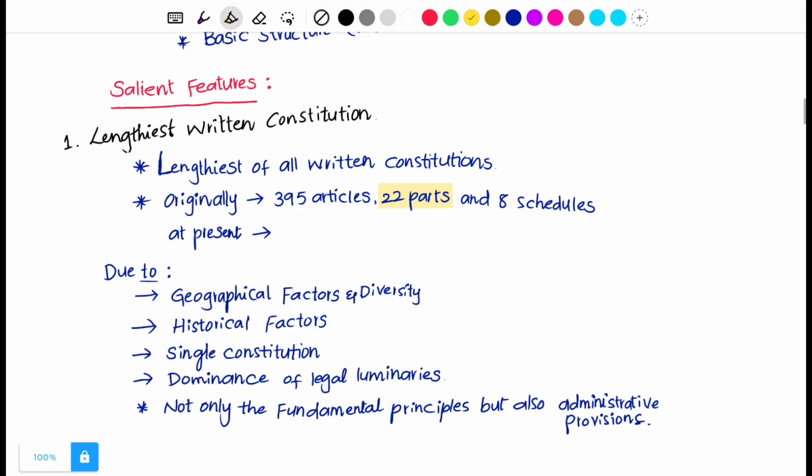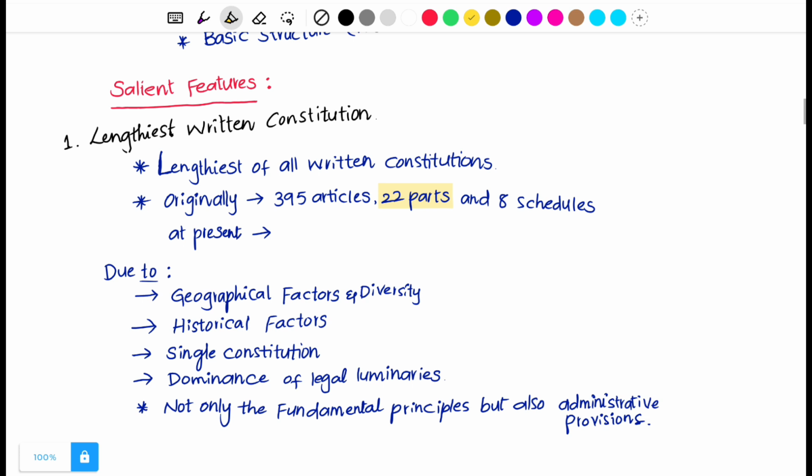At present, the number has changed. There are 12 schedules, 25 parts, and we have already surpassed around 470 articles. We have 470 plus articles right now. The reason for this lengthiest written constitution is the geographical factors and diversity. India is a vast land that has the largest geographical extent, and there is a huge diversity that exists in people in this subcontinent. We often call India a subcontinent.